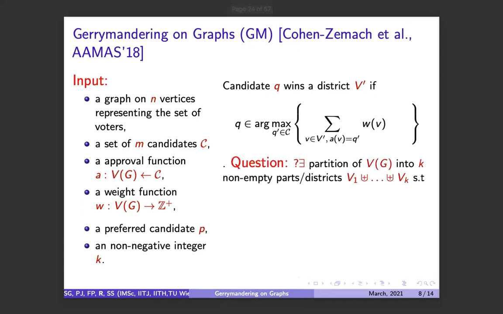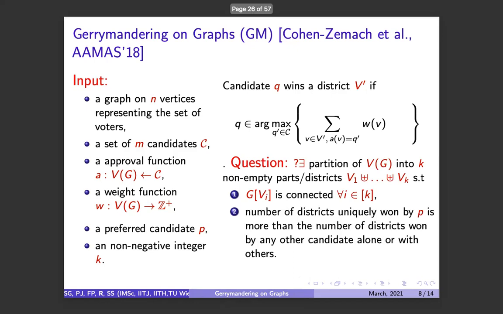And the question we ask is, as I said, that we want to divide the vertex set into k disjoint parts, and each part must be connected. And we finally want our preferred candidate P to win in more districts than any other candidate, and P must win uniquely in more districts than any other candidate. So we give a generalization of this model.